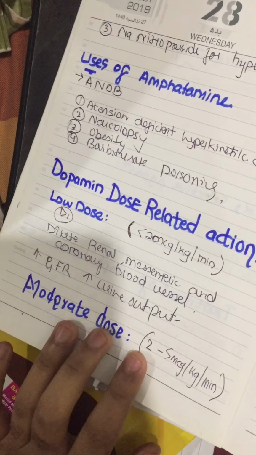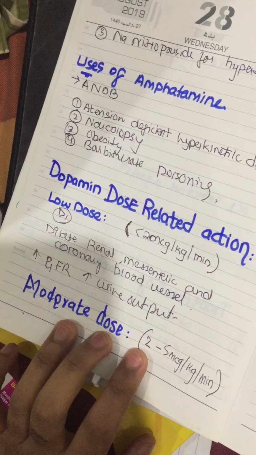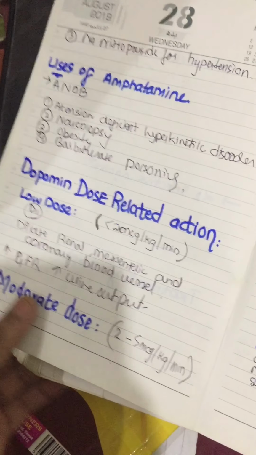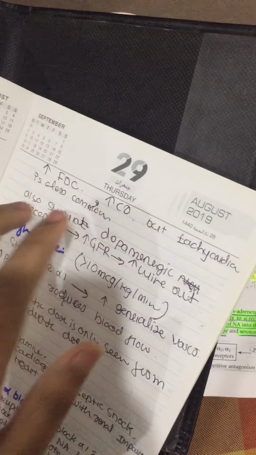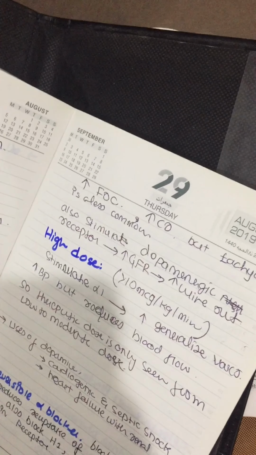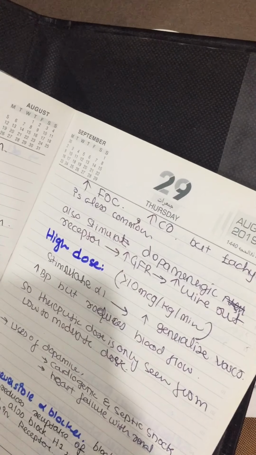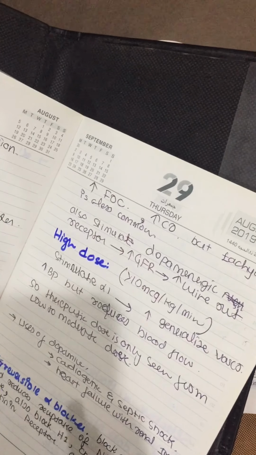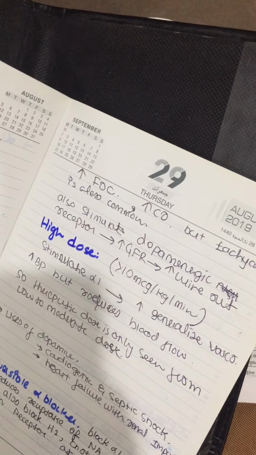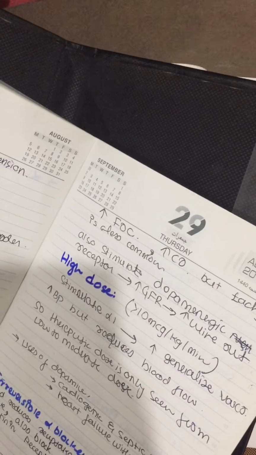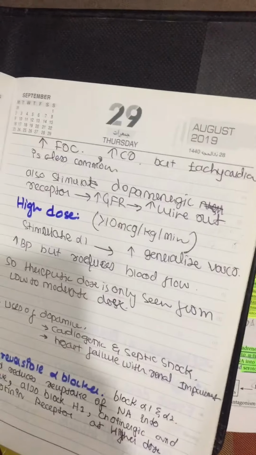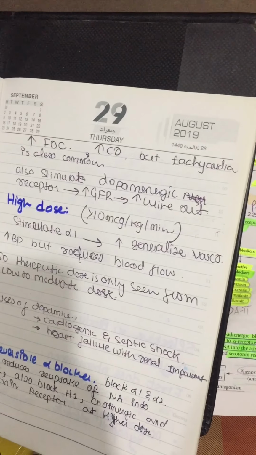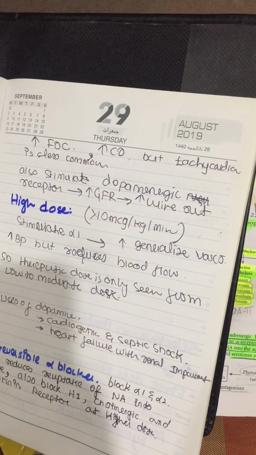Now if we give it in moderate dose, which is less than 5 mcg per kg per minute, it is going to act on the beta 1, and after acting on the beta 1 receptor, it is going to increase the force of contraction and the heart rate, but it does not cause tachycardia. So tachycardia is really less common. But in high doses, it's going to act on the alpha 1 receptors, and it's going to cause vasoconstriction. Because of this, the blood pressure will be increased.